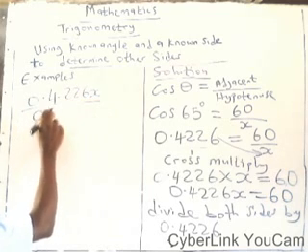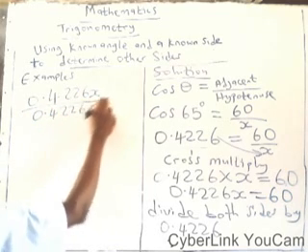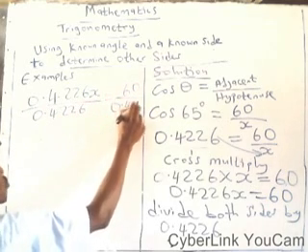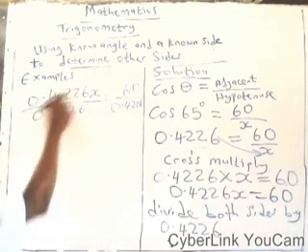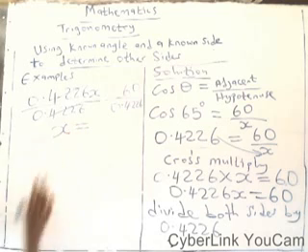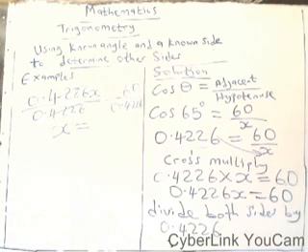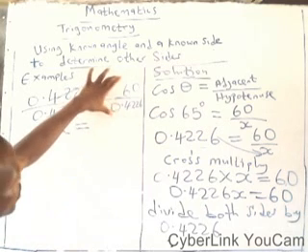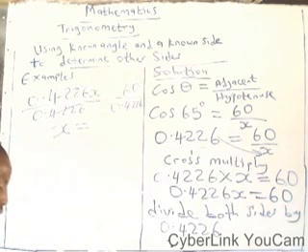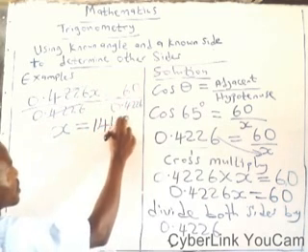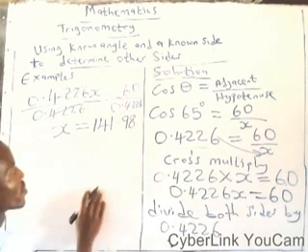Then you now have 0.4226x divided by 0.4226 is equals to 60 over 0.4226. Here, this one we cancel this. Then you are left with what? X is equals to 60 divided by 0.4226. If you do your calculation very well, you are going to arrive at 141.98.